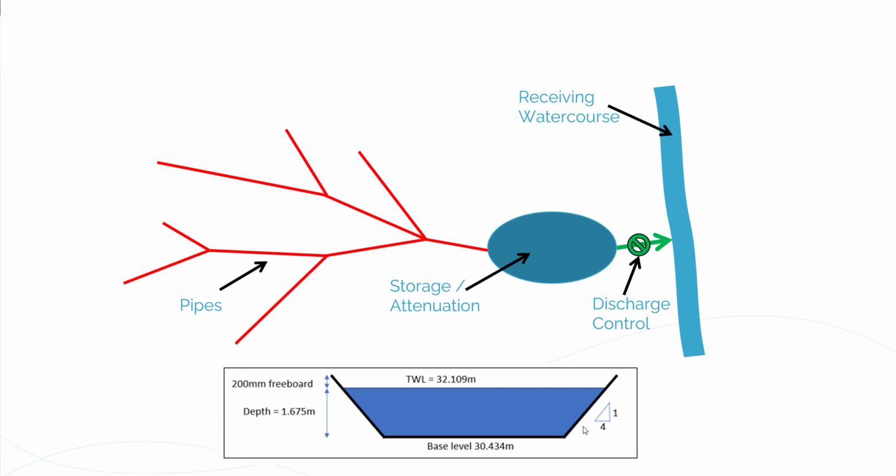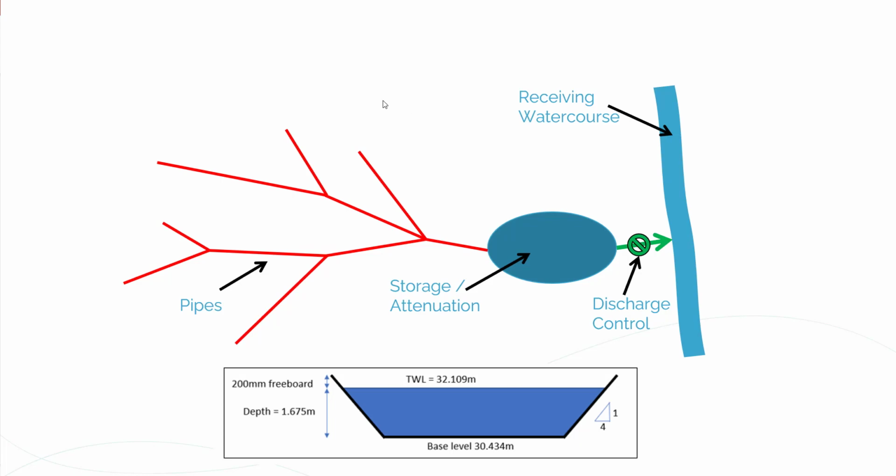The reason we're going for a 1 in 4 side slope is not because of any hydraulic constraint. It's just considered that if somebody fell in the pond, if the side slope is 1 in 4 or more shallow than that, then they would have a decent chance of crawling out again. So it's purely from a safety concern rather than a hydraulic analysis concern.